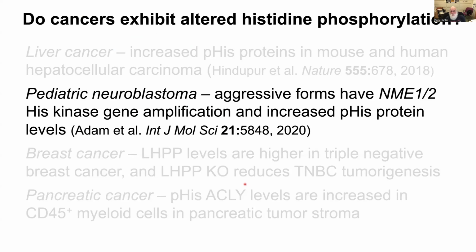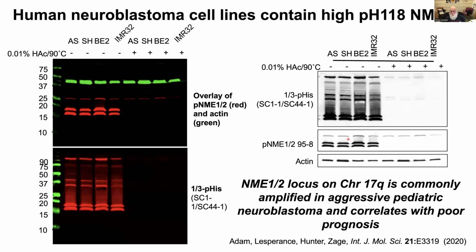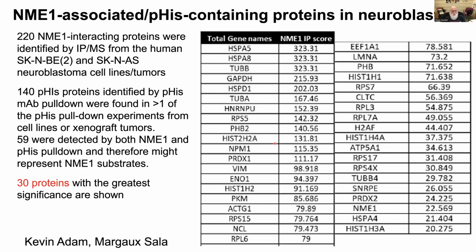And in pediatric neuroblastoma, the most aggressive forms have amplification of the NME1 and NME2 genes on chromosome 17. And this we were able to show, together with Pete Sage's group at UCSD, have highly elevated levels of 3-phosphohistidine. And we've been able to identify some proteins by using anti-pHis antibodies to pull down proteins and see which of these are associated with the NME1 kinase. There are about 30 proteins of interest.